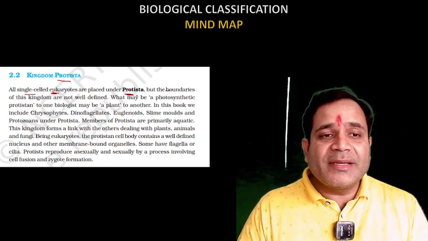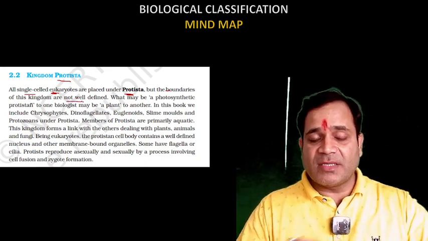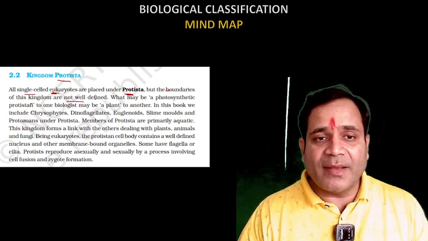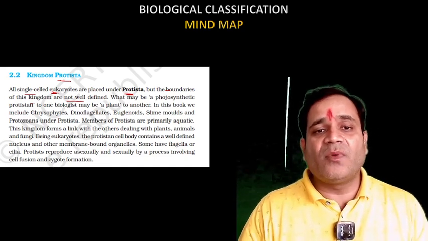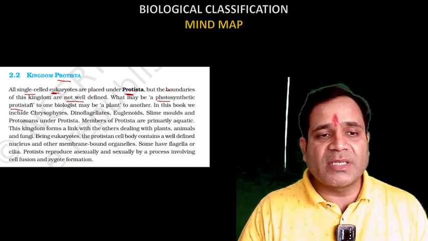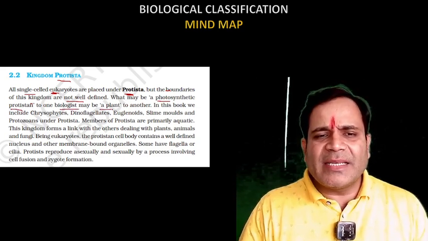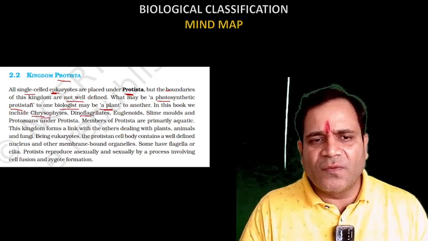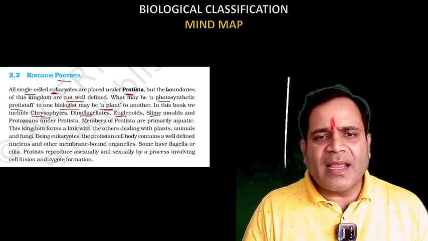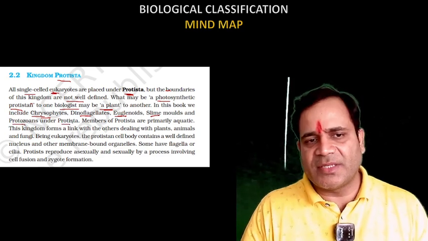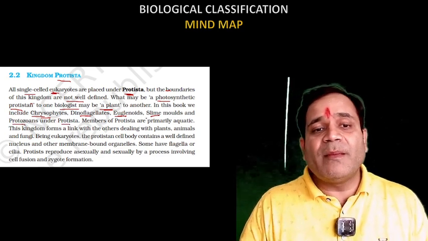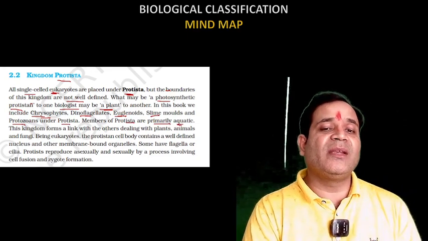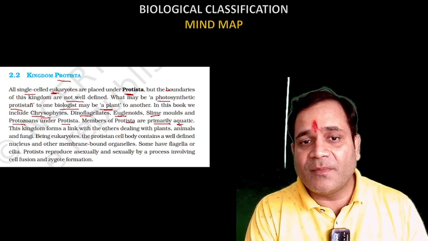But the boundaries of this kingdom are not well defined, because they are very vast. Why do I say vast boundaries? Because one biologist may say a photosynthetic protist is a plant. But the book includes chrysophytes, dinoflagellates, euglenoids, slime molds and protozoans under Protista. These all are Protista. Members of Protista are primarily aquatic, that is, found in water, my dear.